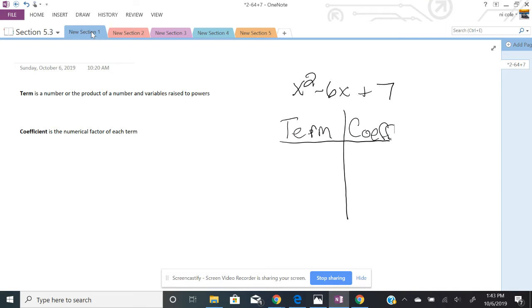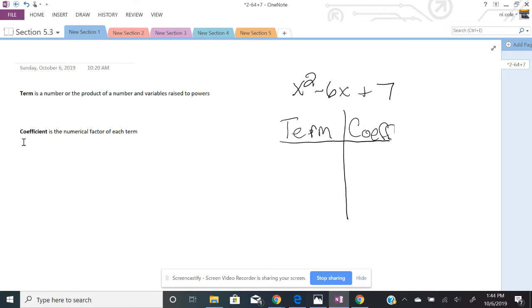All right, guys, this is section 5.3. There are some things you need to know. Things like term. A term is a number or a product of a number and variables raised to powers. So if we look over here at this example, x squared is a term. Negative 6x is a term. 7 is a term.